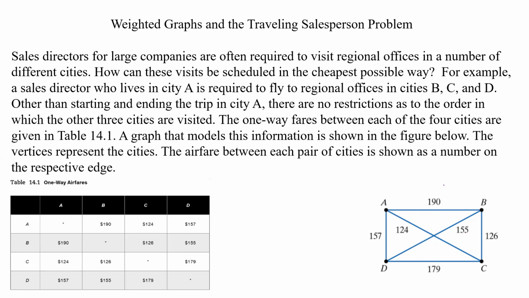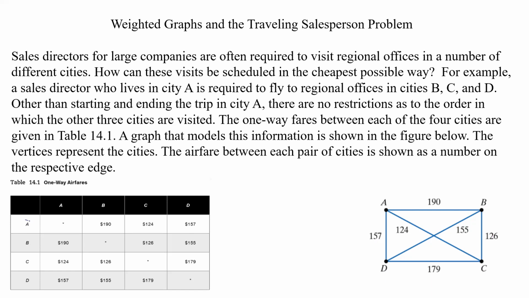Now, the one-way fares between each of the four cities are given here in this table. A graph that models this information is shown below. The airfare between each of the cities is shown as a number on the respective edge. So this is the amount it costs between A and B. This is how much it costs between A and C, and A and D, and D and C, and C and B and D. And we can get that from our table here.